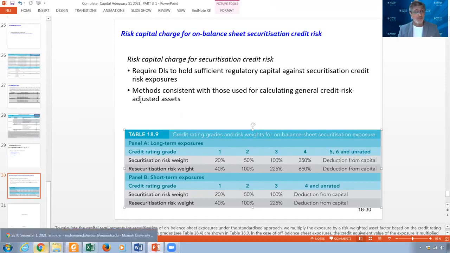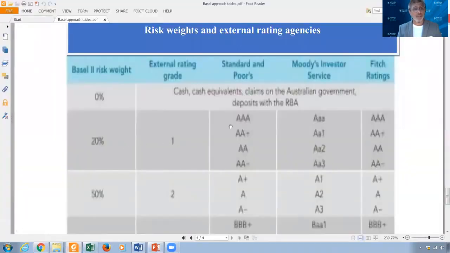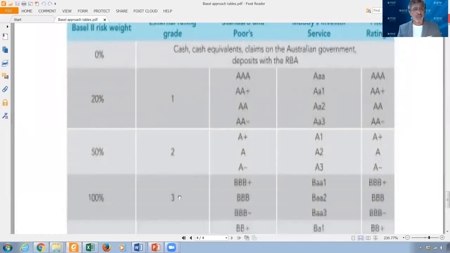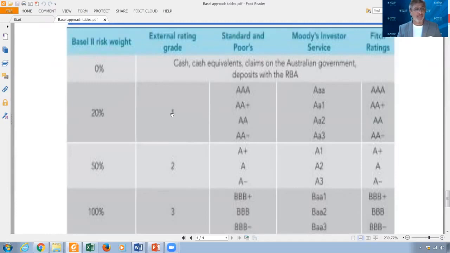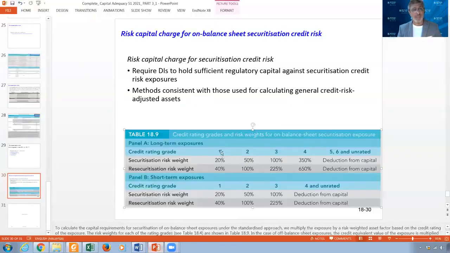If I tell you what 1, 2, 3, 4, 5 are, these numbers come from Table 5. 1 means AAA, 2 means A plus, 3 means BB, and so on. They may not mention the rating; they just give you the numbers, which reflect the rating in Table 5. For securitization risk weights, it is 20% for the long-term positions, and as you can see, it's based on the rating. And this is for the short-term exposures, and the credit rating is according to this.